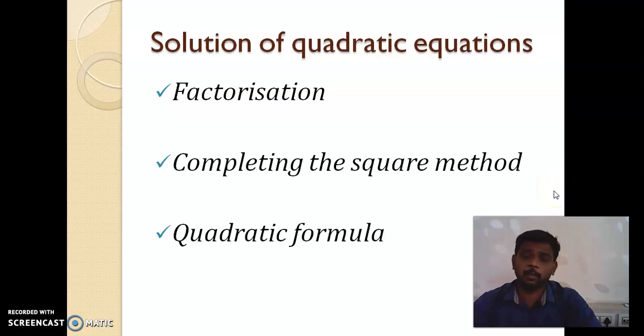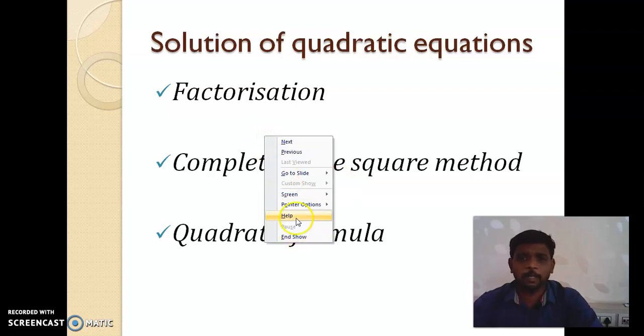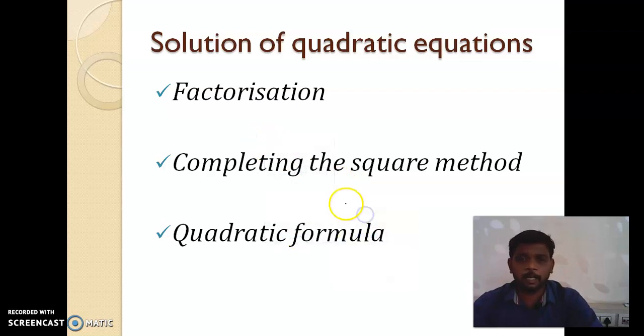Let us continue the slides now. Here, the solution of the quadratic equation can be found by three methods, which are given in our syllabus. One is the factorization method, another is the completing the square method, and the third is the quadratic formula. These three methods are available in our syllabus to find the solution of a quadratic equation.